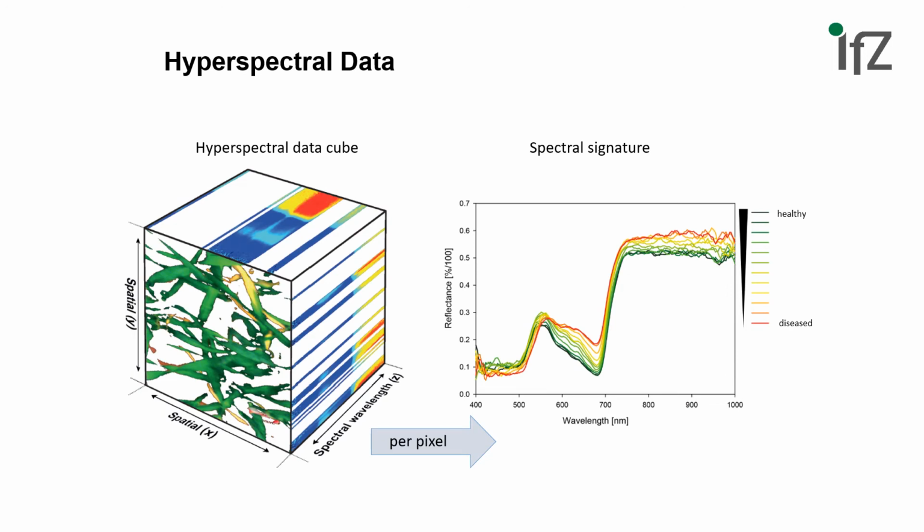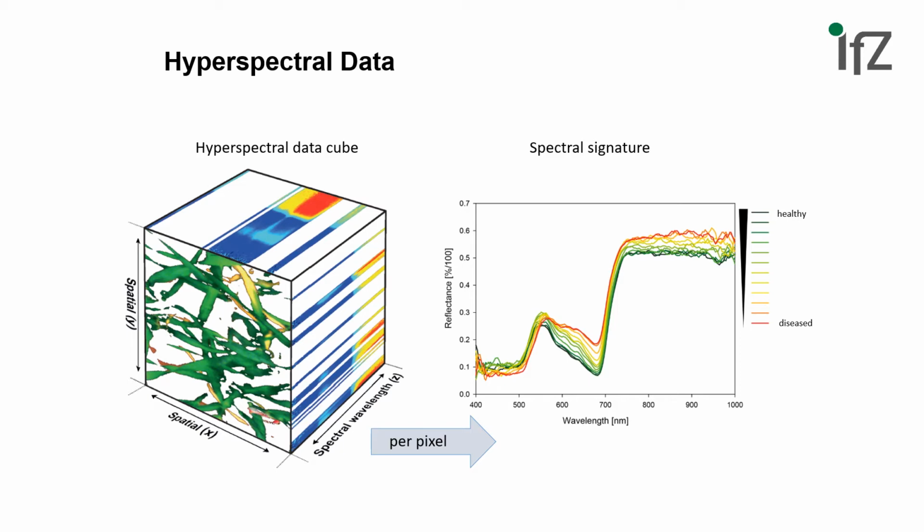Let's have a look at some spectral signatures of diseased leaf pixels. On the left side, you see a hyperspectral data cube of barley, and for each imaging pixel, we obtain a spectral reflectance curve, which you can see on the right side. Here, the range from 400 to 1000 nanometers is covered.